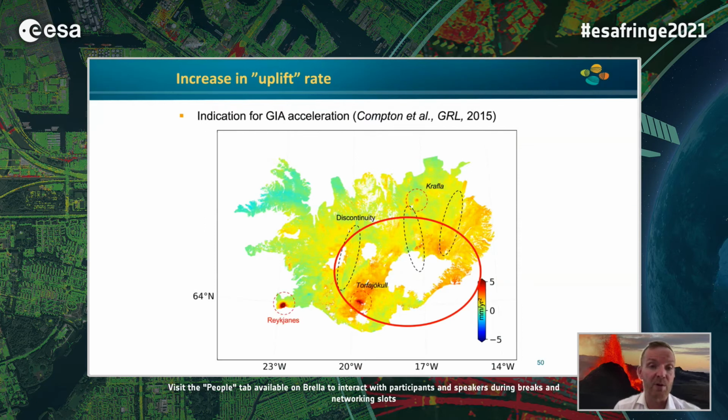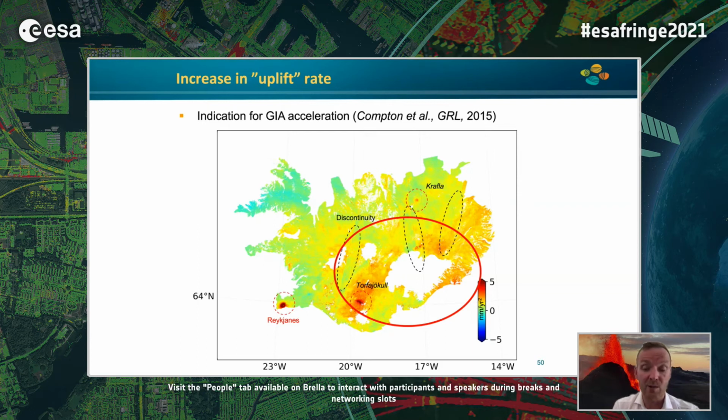So Krafla, for example, just recently changed from slight subsidence to slight uplift, Torfajökull as well. And then Reykjanes has been in the news a lot because this red blob there is due to renewed uplift in Reykjanes that started early last year. So a rapid change to uplift.